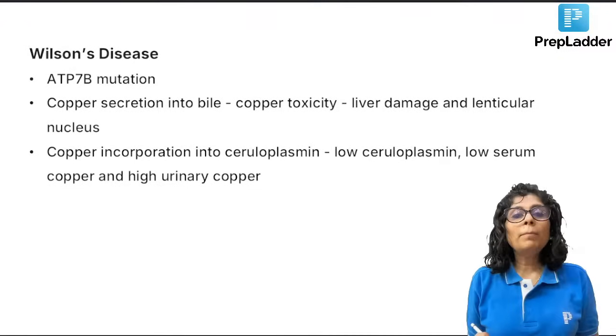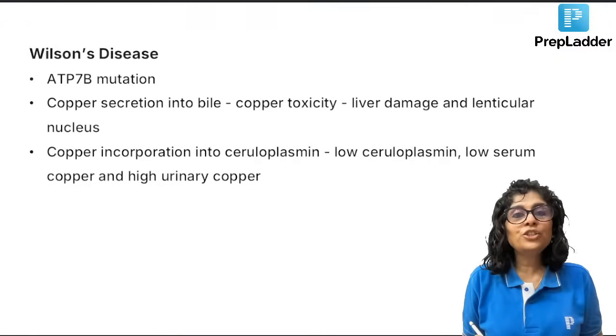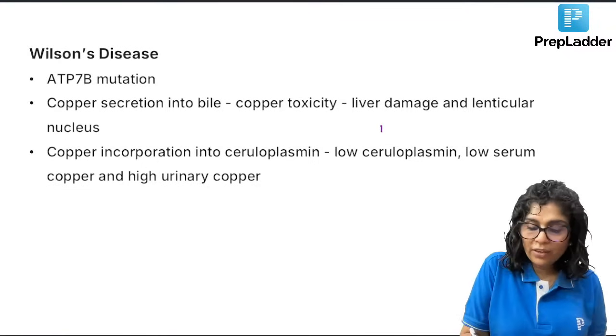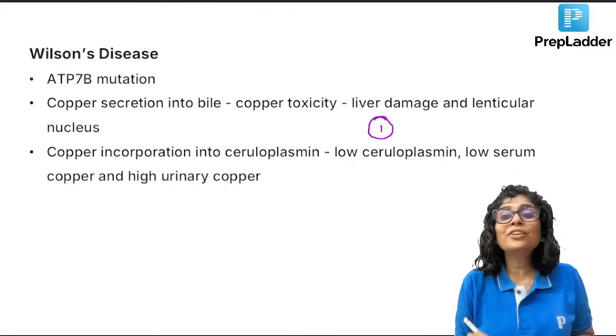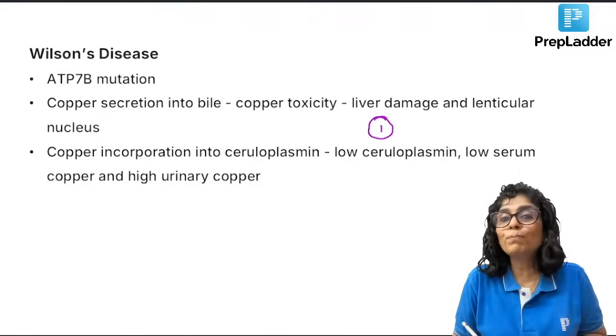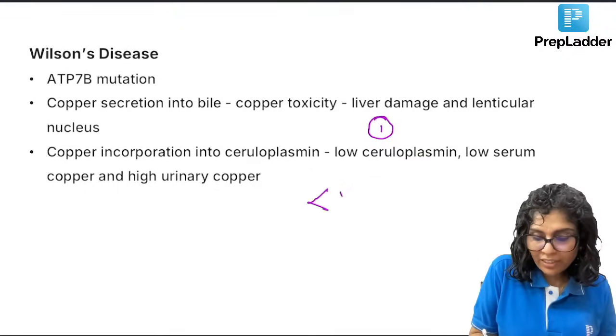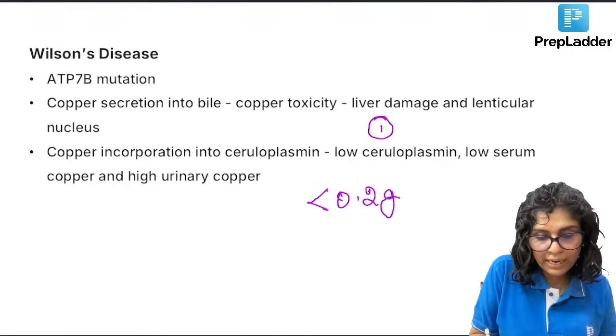Okay. So about diagnostic investigation of Wilson's disease. In Wilson's disease, the first diagnostic investigation that you can ask for is ceruloplasmin levels, which will be low. So ceruloplasmin level will be less than 0.2 grams per liter.